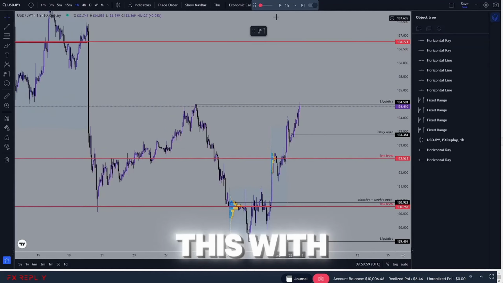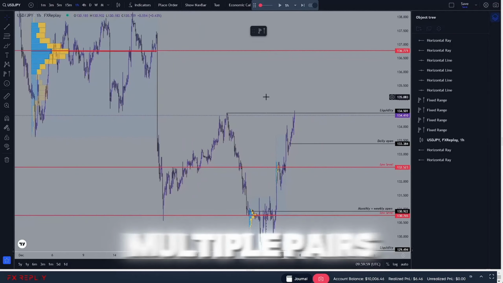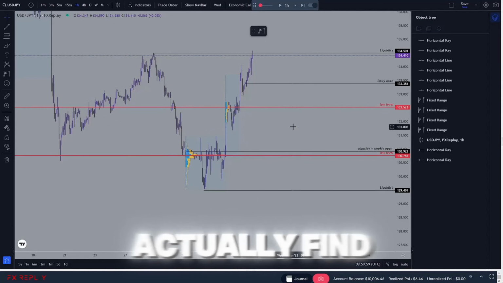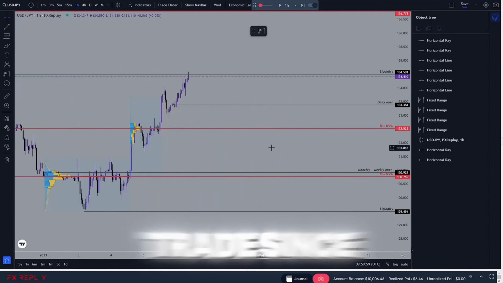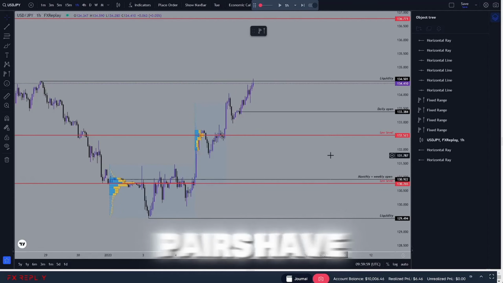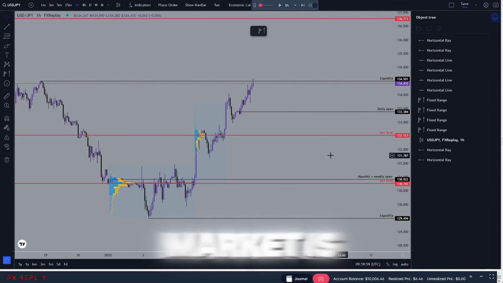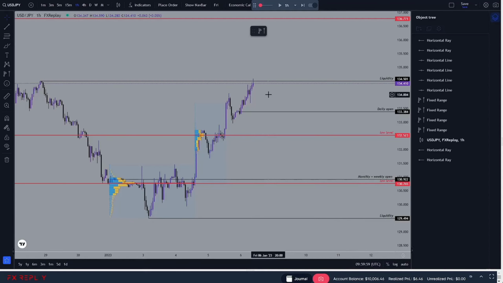I normally just do this with a lot of pairs. I don't trade only one pair. I like to trade multiple pairs so I actually find a really good trade, since it's basically the same every time. It's just that some pairs have more volume, so they move differently, but it's still gonna happen because the market is moved by emotions. It's always the same, it's repeating itself. So it doesn't matter which pair you trade. Obviously, if there's no volume, the market condition will be different than a euro US dollar where there's a lot of volume. Still, you can trade any pair, basically.